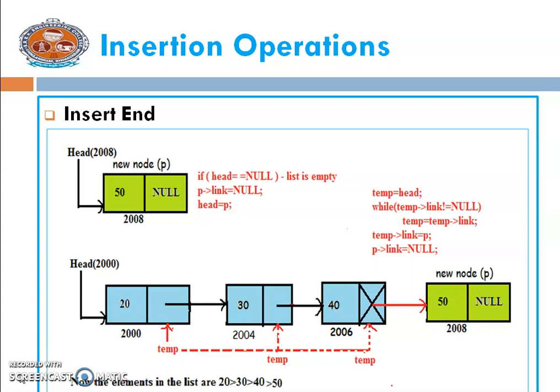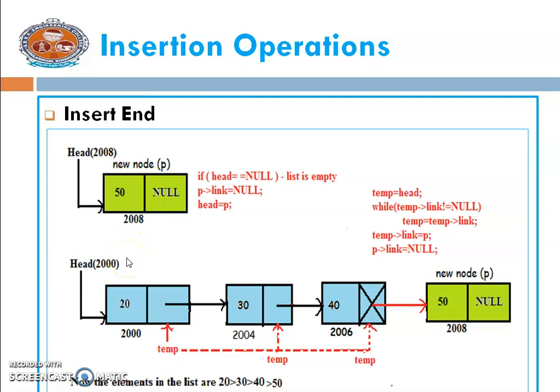Create a new node p and give the value of x in the data part and p of link as null. Check whether the list is empty. If head equal to null, p of link is equal to null and head is equal to p. As there are no elements present in the list, the newly created node p becomes the first node in the linked list.